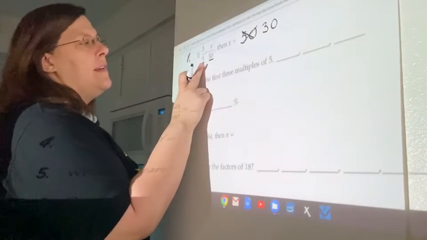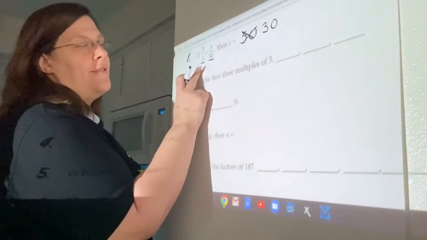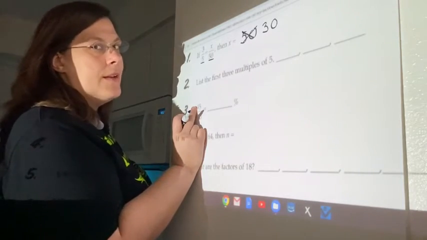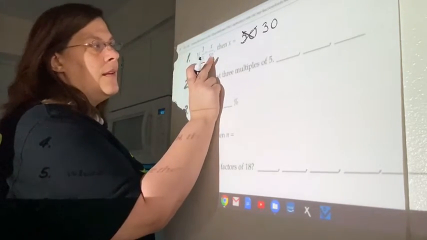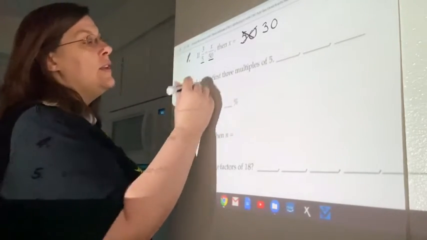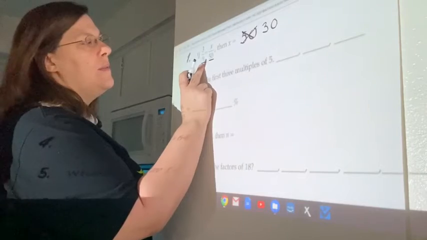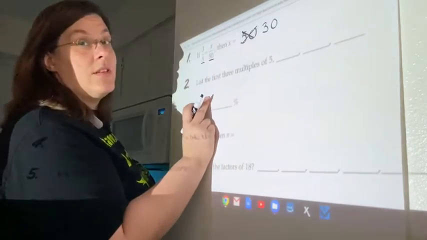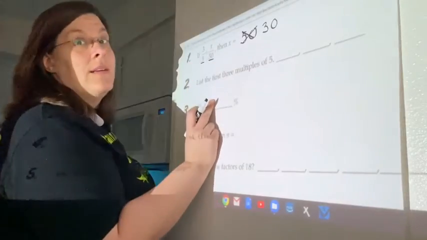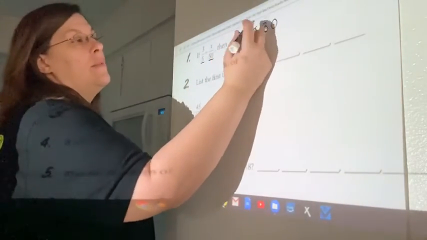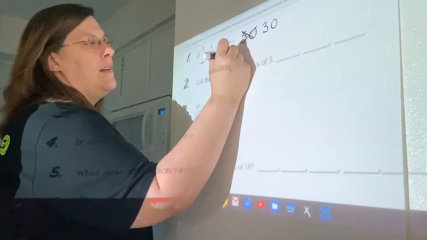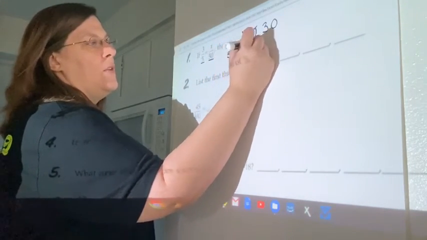So if 50 is what we're trying to get from that base 5, what do they do with the number? They put a 0 on it. And if they put a 0 on something, that means they times it by 10. So if we know that these two numbers have a relationship of being times by 10, then this number is going to be times by 10. So we know that 5 times 10 equals 50.